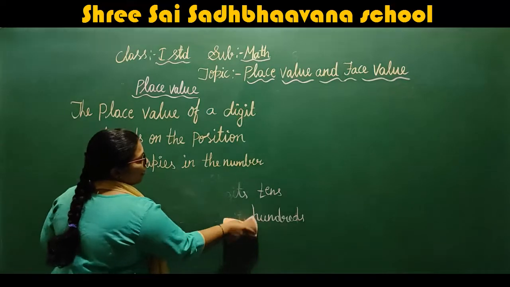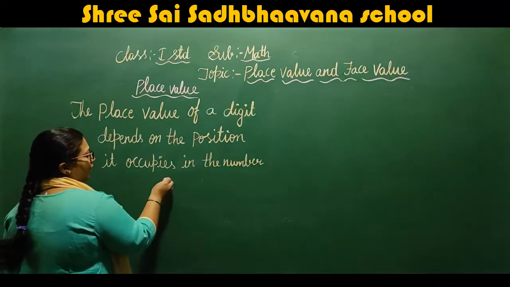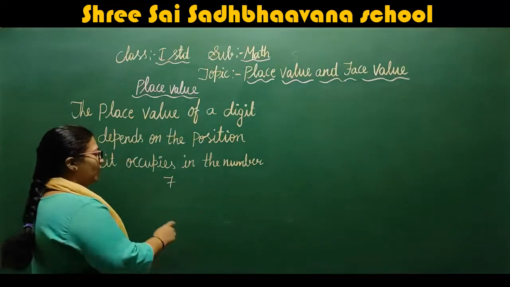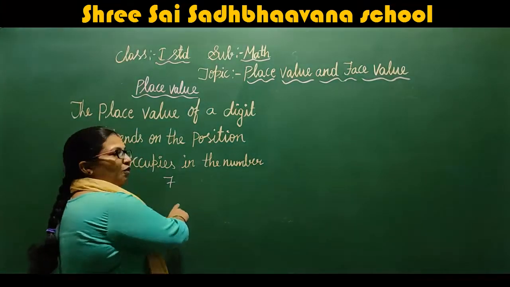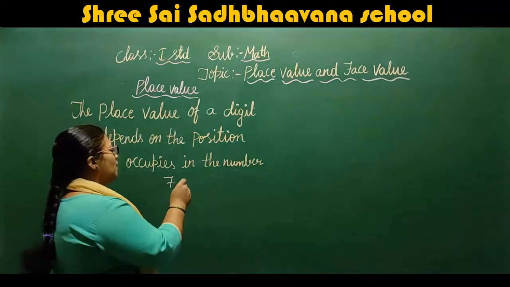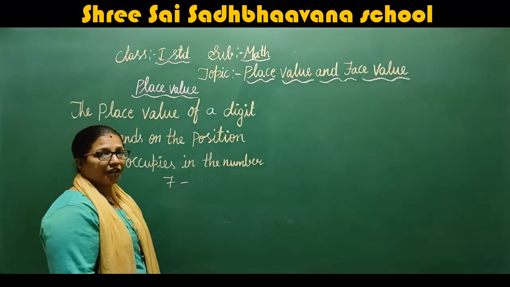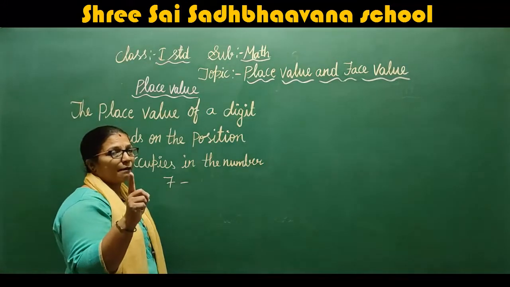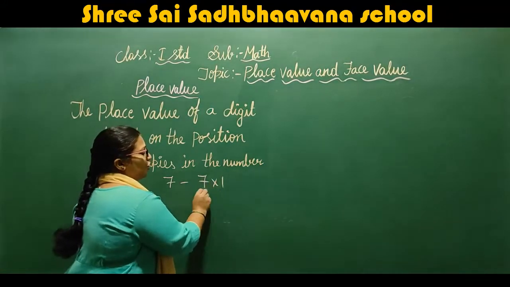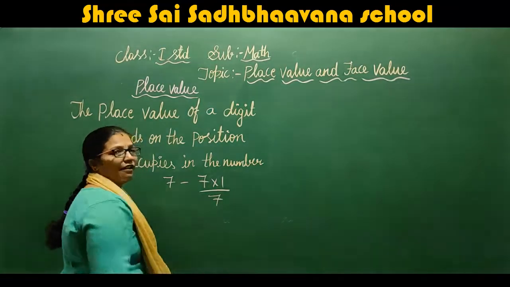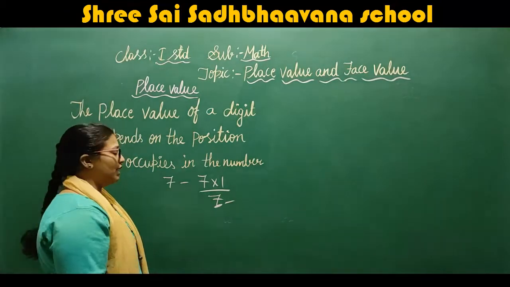I'll show you one example. Now they have given 7, only 7. You should first see how many digits the number has. So it is only one digit number, right? In which place can we write that? Only one digit, so only the ones place will come. 7 into 1, so it is 7 itself. So what is the place value of 7 now? 7 itself.